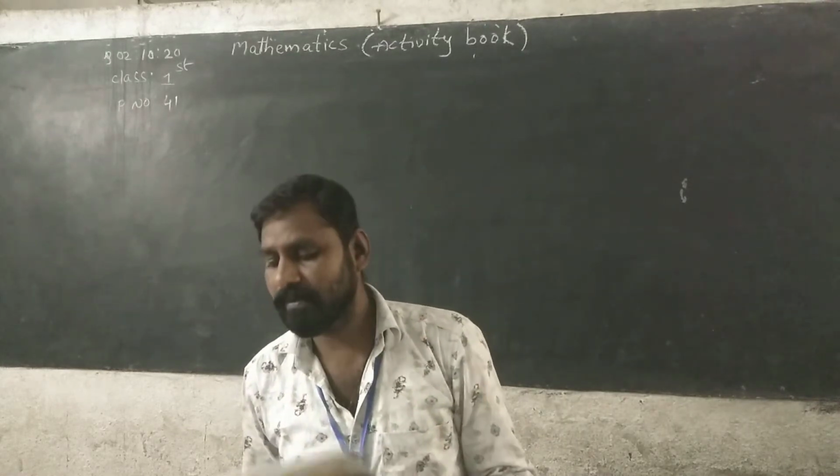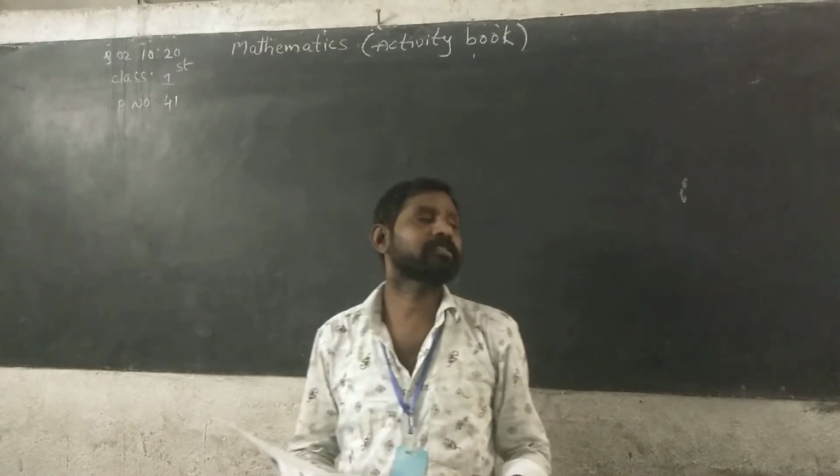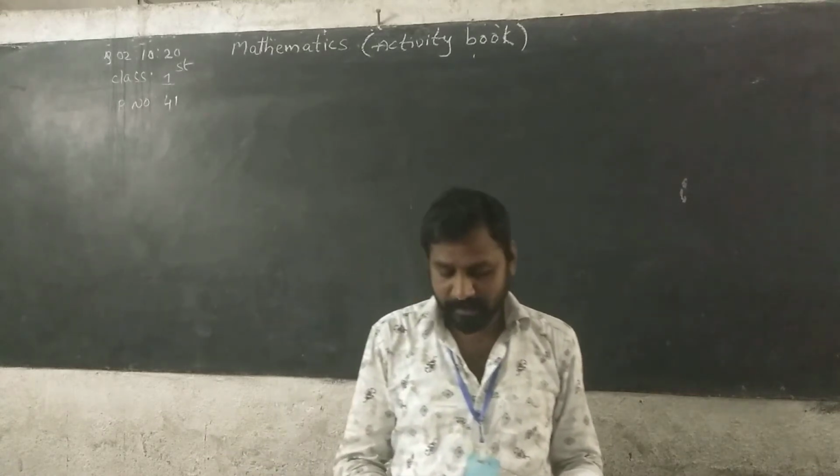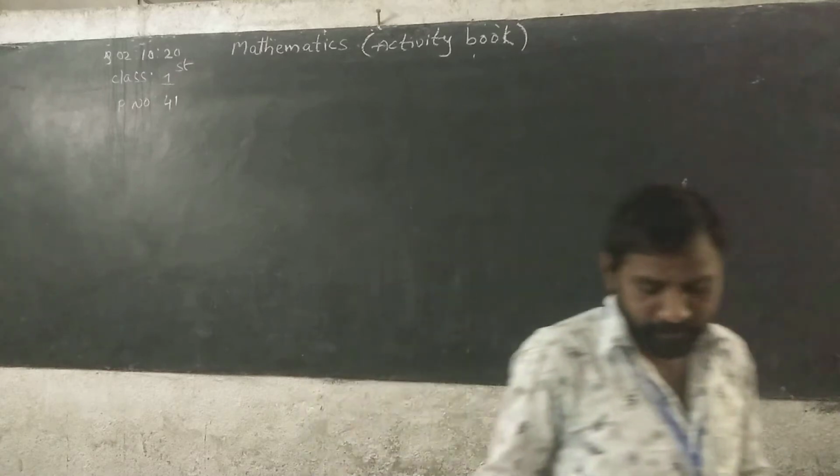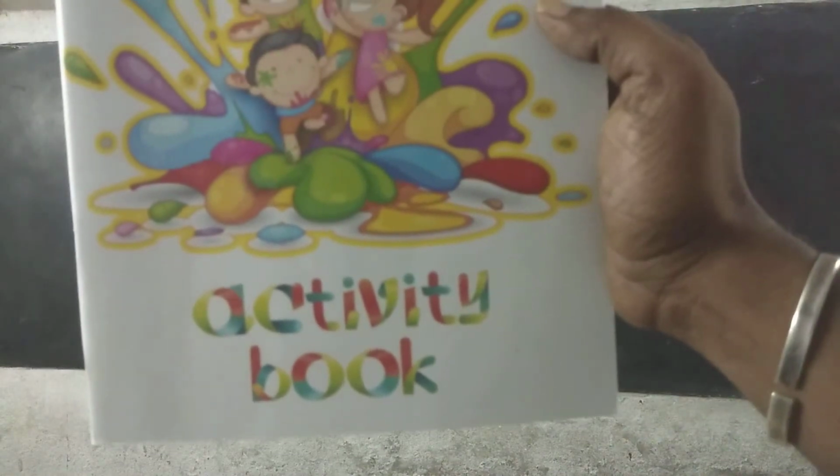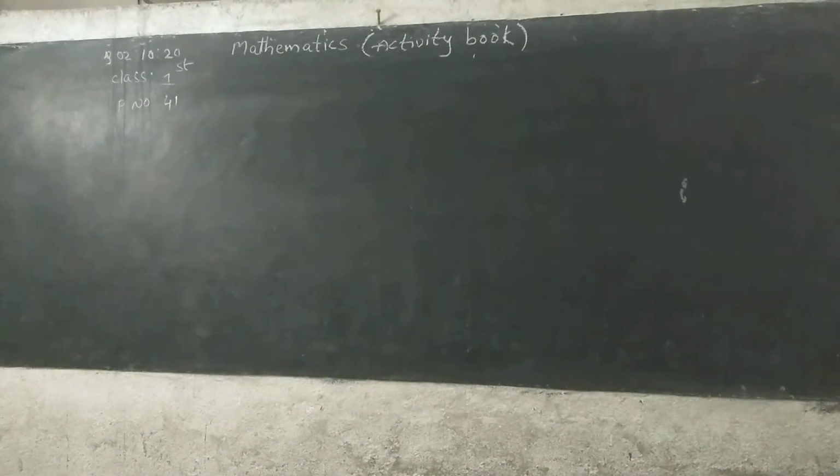So today we will discuss place values. See here, page number 41 from your activity book. Everybody open page number 41. See here, page number 41.